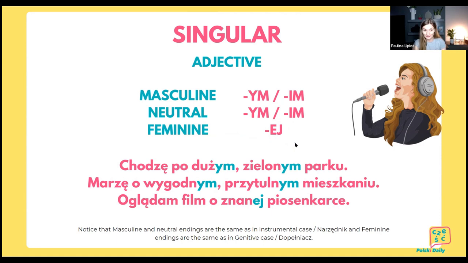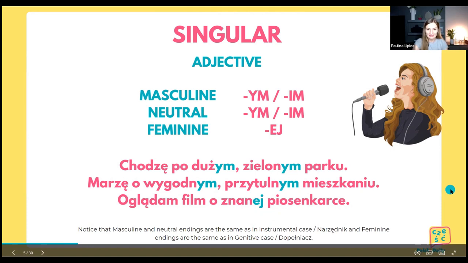And my examples. Chodzę po dużym zielonym parku. I walk around a big green park. Marzę o wygodnym, przytulnym mieszkaniu. I dream about a comfortable, cozy apartment. Oglądam film o znanej piosenkarce. I'm watching a movie about a famous singer. Piosenkarce, that's a singer, feminine singer. That's why we have A here. Okay.